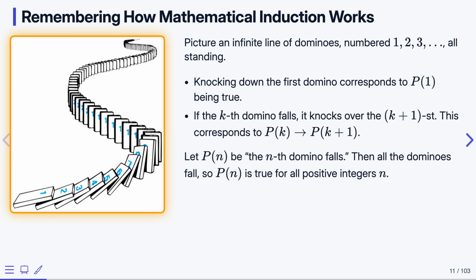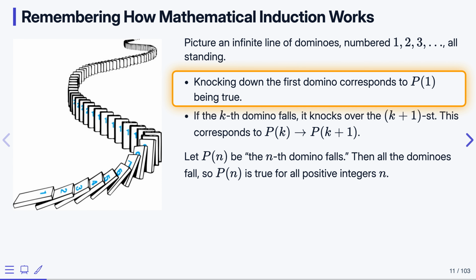This picture also helps you remember. Imagine a long line of dominoes standing up. We number them 1, 2, 3, and so on forever. We knock down the first domino. That is like P of 1 being true.